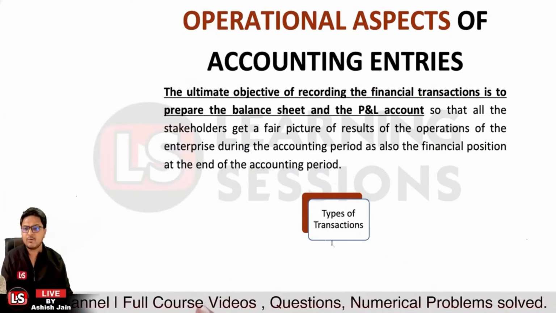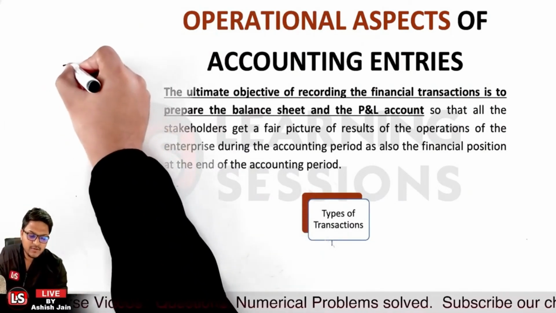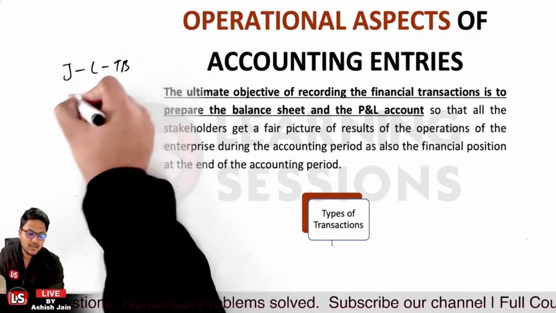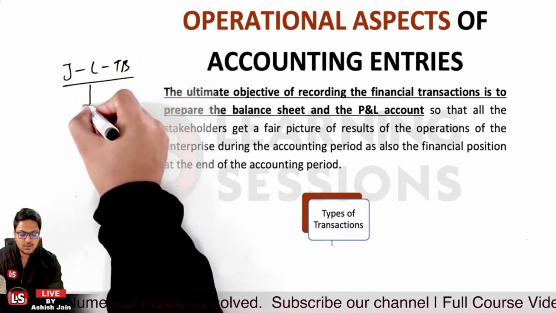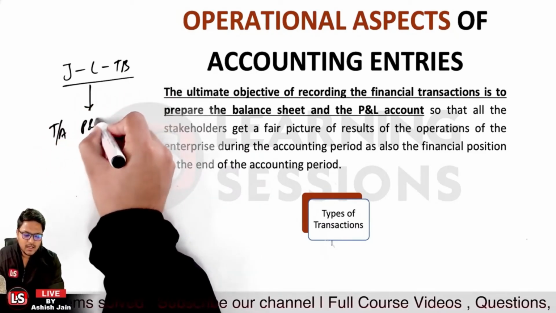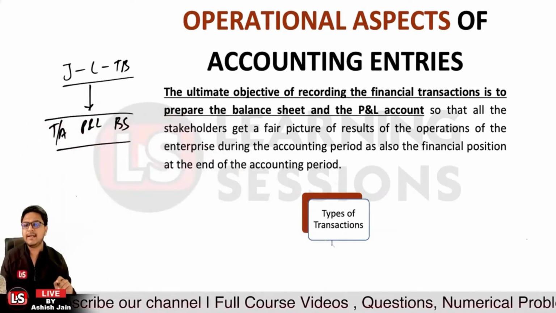What is the operational aspect of accounting entries? When we are recording the entries into the journal, posting them to the ledgers, the trial balance will be prepared, and then we are going to prepare the final accounts. Final accounts are related to the trading account, profit and loss account, and further the balance sheet. These will be prepared. That is the main aspect.